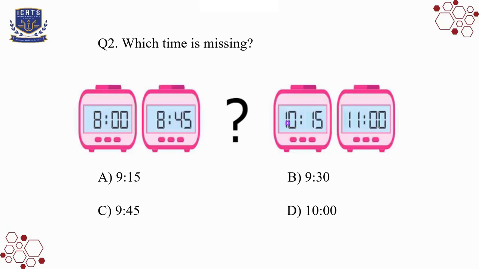And the same gap is between 10:15 to 11 o'clock. So now we can add 45 into 8:45. So the time will be 9:30. So we'll select option B here.